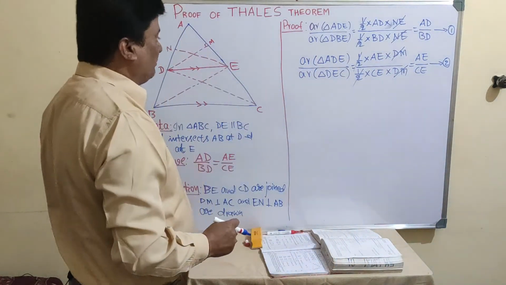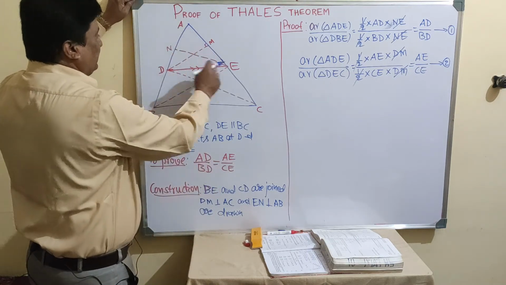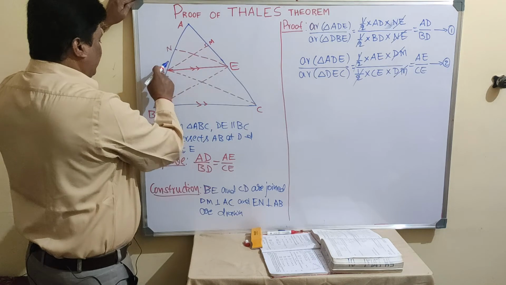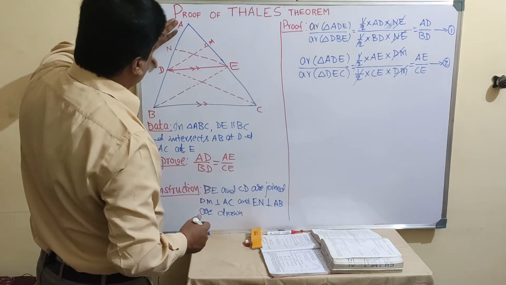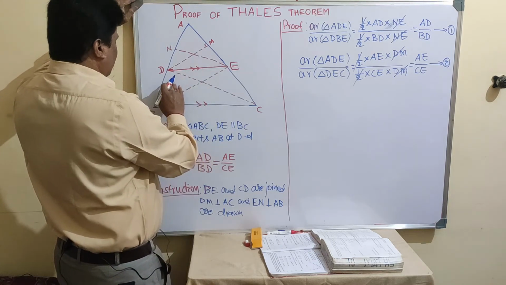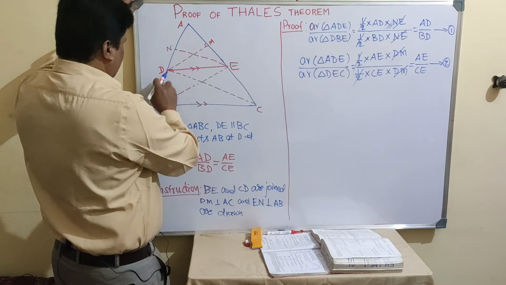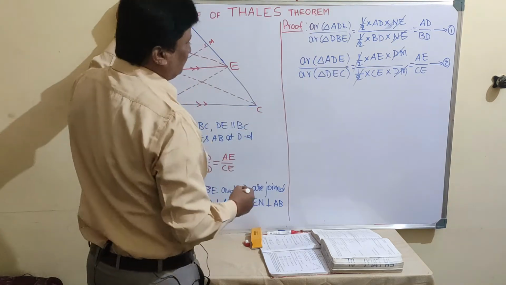Now I hope you have understood. First we considered this side: area of triangle ADE by area of triangle DBE, that is half into base AD and height NE, and for triangle DBE base BD and height NE. Similarly for the other side.